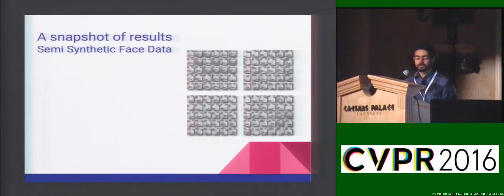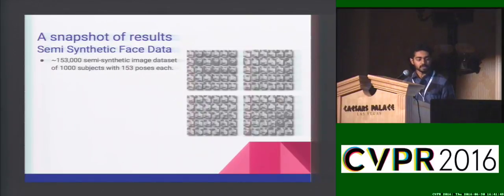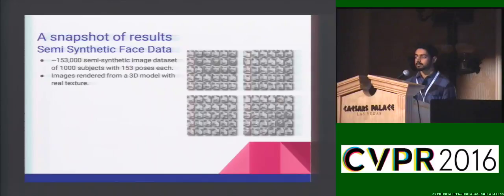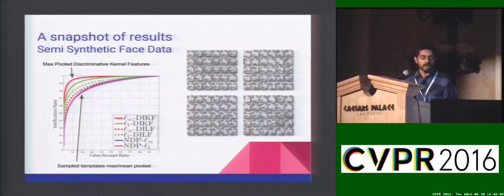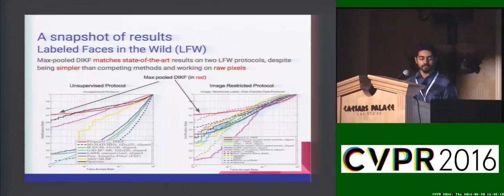For a few results from two of our experiments, we have a pretty large semi-synthetic data set. Semi-synthetic because it is rendered from a 3D model with real texture. We compare the kernel features to the baselines of sample templates, which use normalized dot product, and the corresponding linear method. Not surprisingly, max-pooled DIKF works the best, but more interestingly, it also matches the state of the art on 2 FTP protocols, despite being much simpler than competing methods and working purely on raw pixels. This is the same model that we use across most of our face recognition experiments.